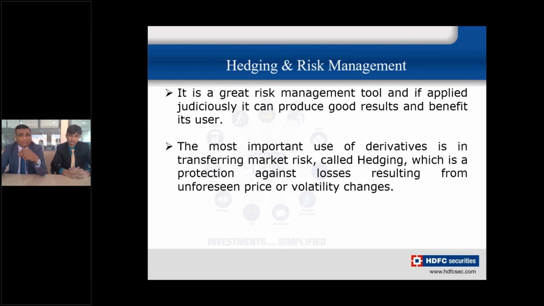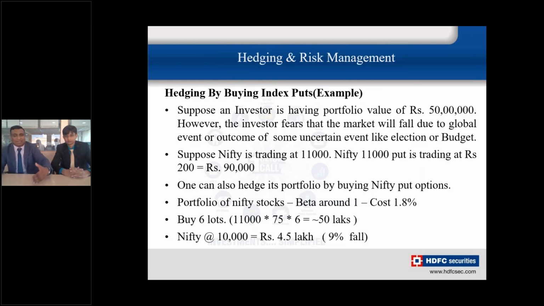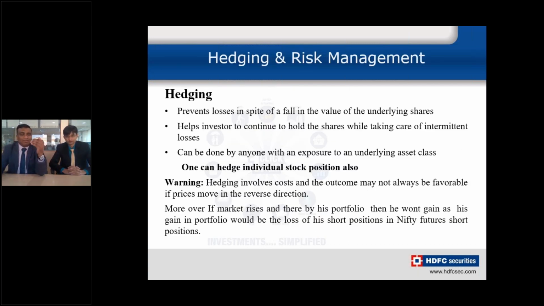Most importantly, derivatives are an instrument where you are transferring your market risk, using this hedging technique, to another speculator who is willing to take that risk. In our example, we are buying a put option, and the risk of the market falling from 11,000 to 10,000 has been transferred from us to the person who is selling the put option. So using this example, we can see that in volatile times, one can hedge a portfolio and prevent losses in the underlying.